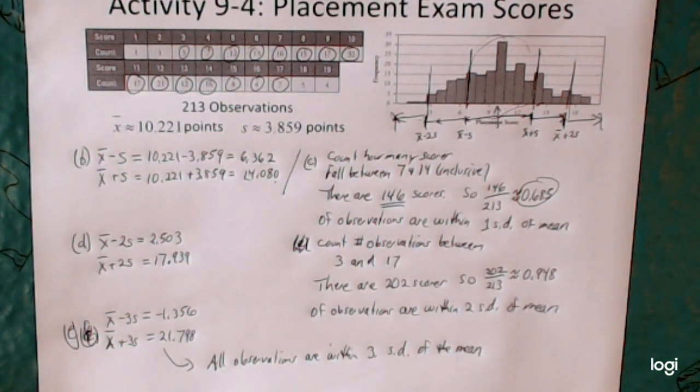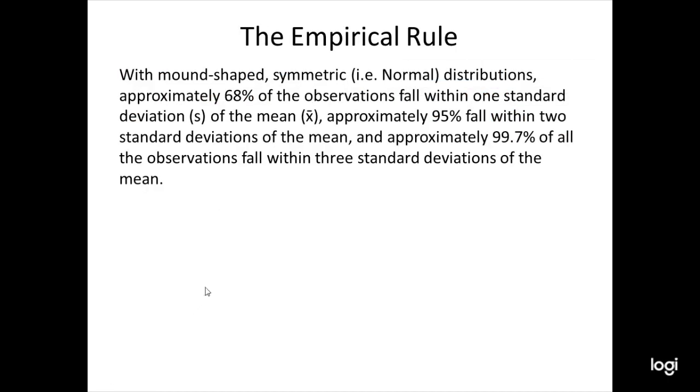Okay? So let me switch back to my slides. So here's what the empirical rule says. It says when you have a mound-shaped symmetric distribution, normal, like we just saw, this is what happens in general. About 68% of the observations fall within 1 standard deviation of the mean. About 95% fall within 2 standard deviations of the mean. And then virtually all, to be precise, about 99.7% of all the observations fall within 3 standard deviations of the mean. That's what we call the empirical rule.